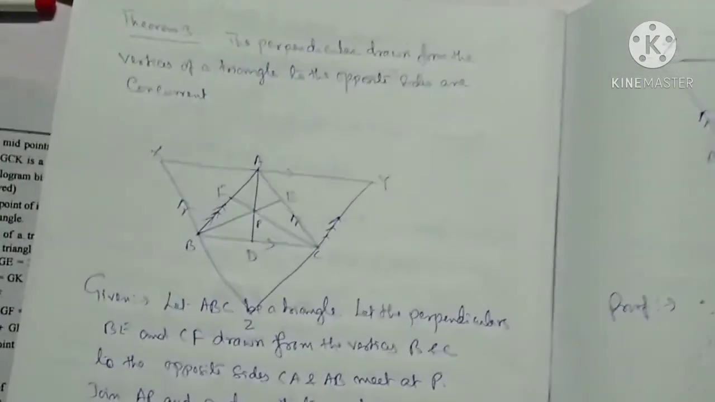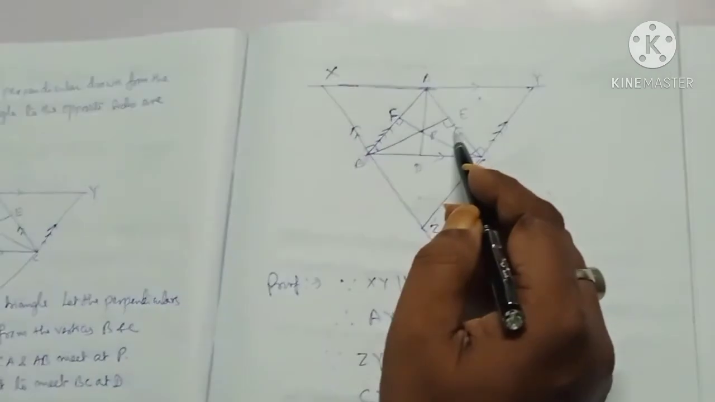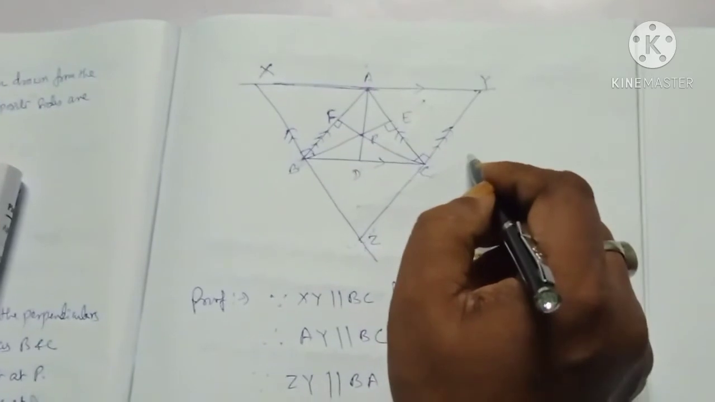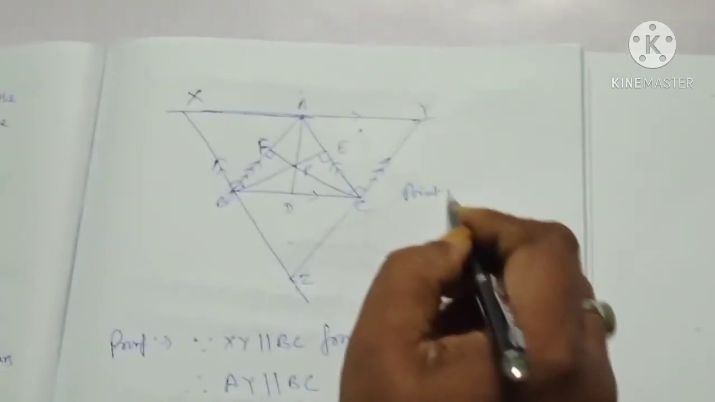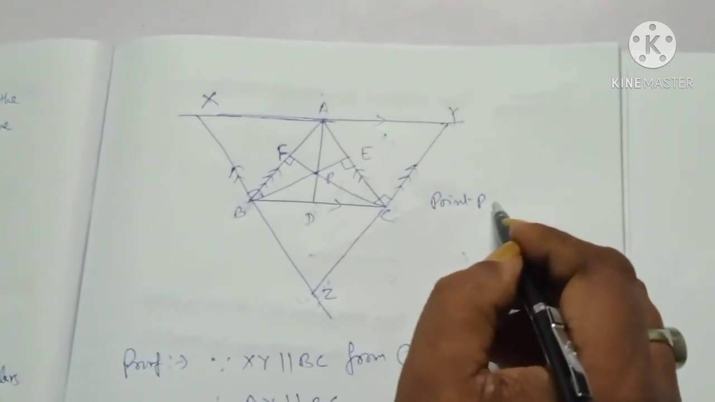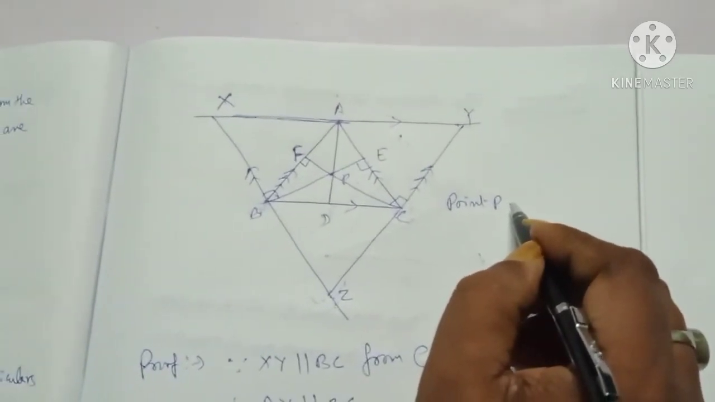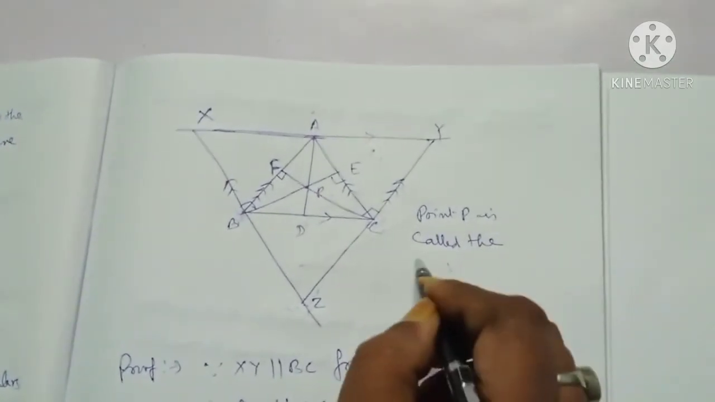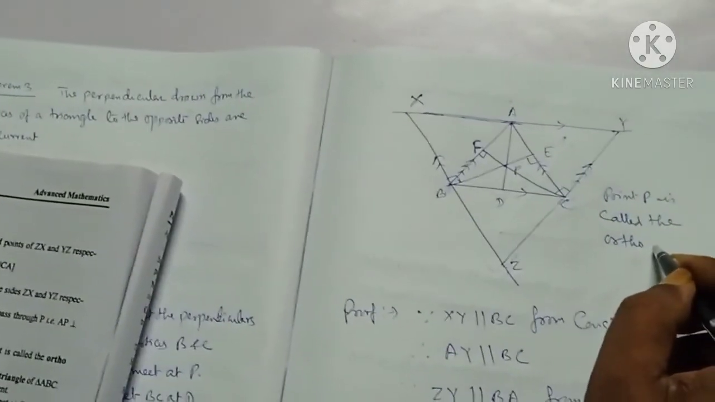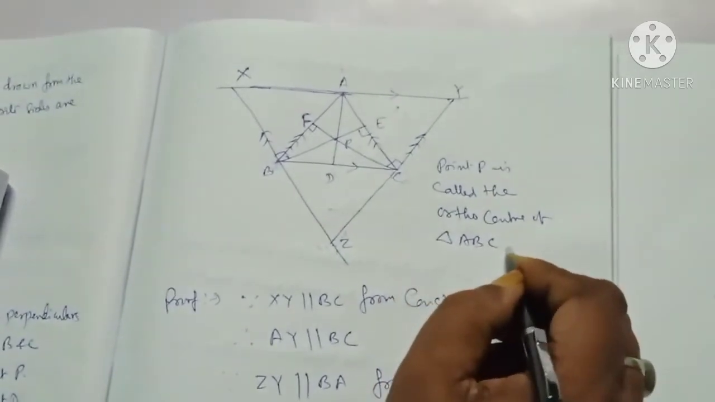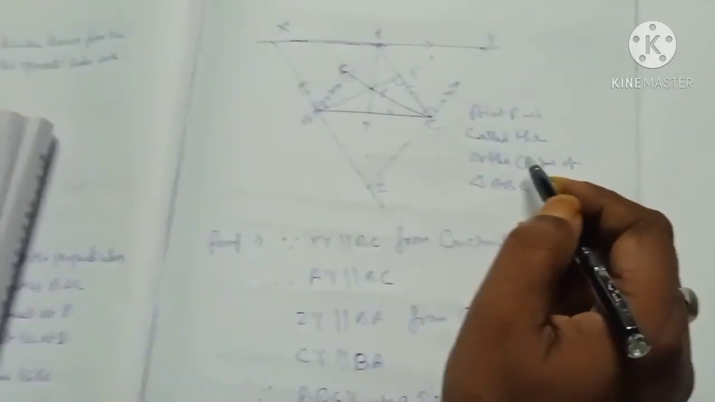One thing I want to tell you: in theorem 3 I have proved it, but this point P is called the orthocenter of triangle ABC.